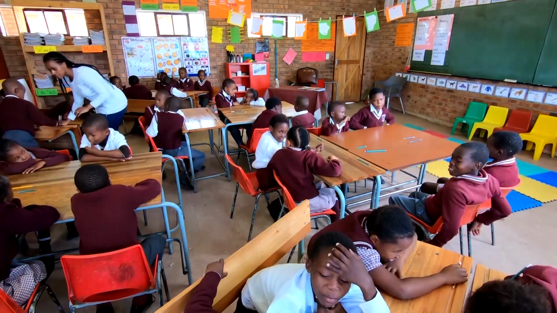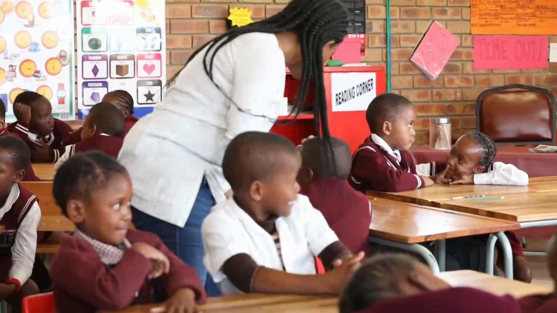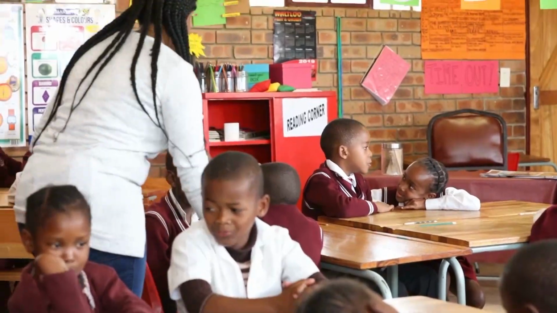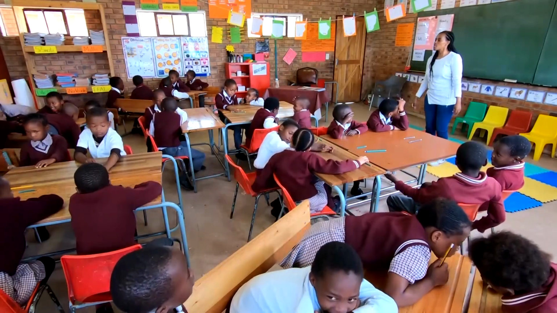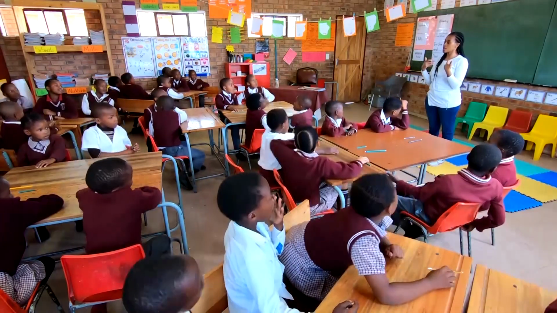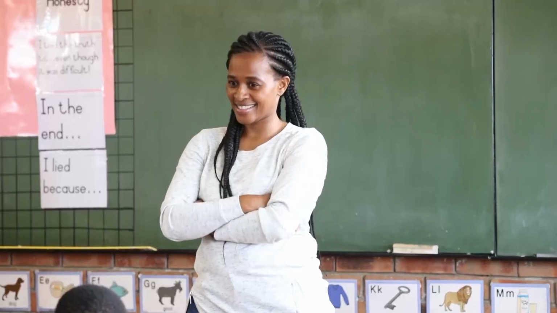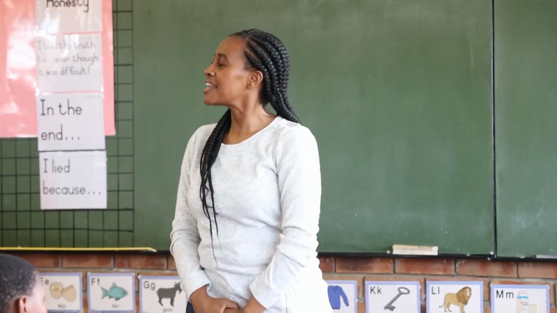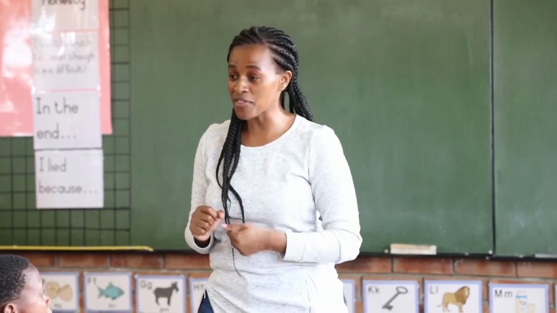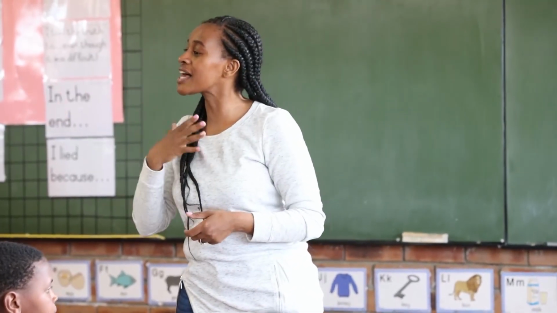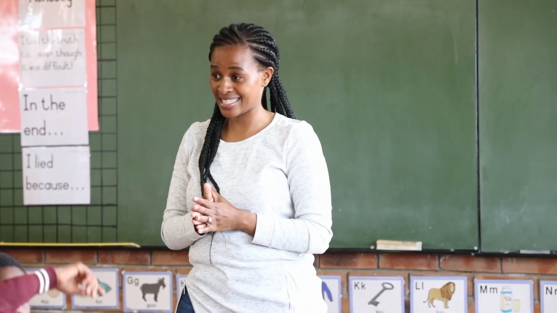Very good. Very good. Are you talking? Very good. 1, 2, 3, eyes on me. 1, 2, eyes on you. Well done, grade 3s. Now, you told your friend 3 things that you remember in the story. Now, I want you to tell me your 3 things in the order that they happened.